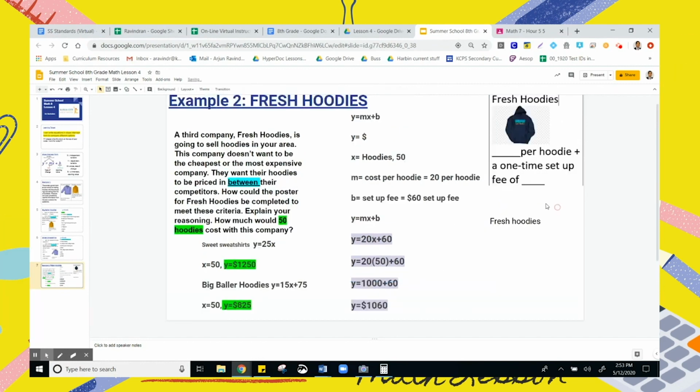1,000 plus 60 is 1,060. So with Fresh Hoodies, 50 hoodies costs $1,060. Fresh Hoodies is more expensive than Big Baller hoodies and less expensive than Sweet Sweatshirts.